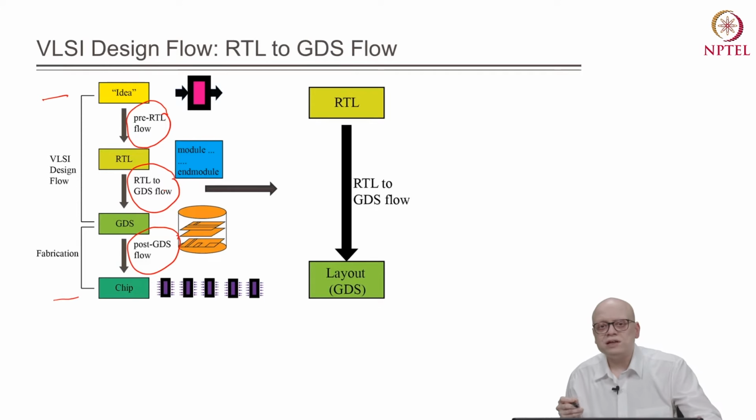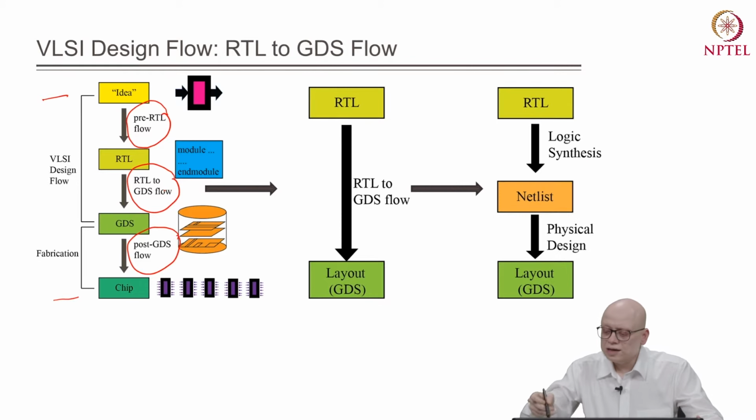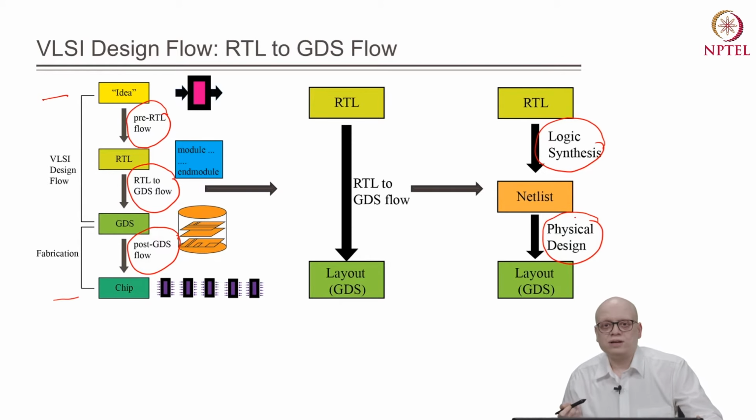Now, RTL to GDS flow is a very complicated design process, and we can divide it broadly into 2 categories. The first one is logic synthesis and the second one is physical design. The logic synthesis deals with taking an RTL and generating a netlist out of it. Netlist meaning the connection of logic gates. And the second part, the physical design, is basically taking that logical netlist and taking it into the physical domain, or making a layout of it. So, in today's lecture, we will be looking into the logic synthesis part, and in the next lecture, we will be looking into the physical design.